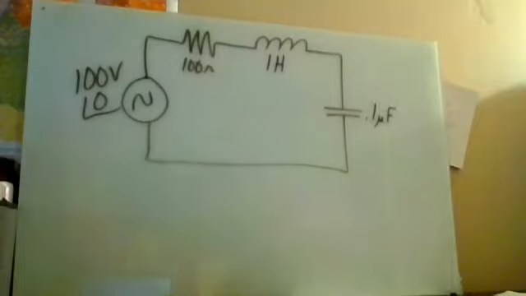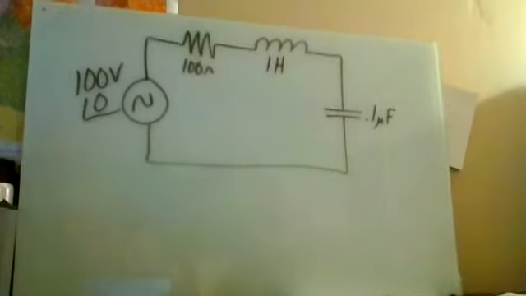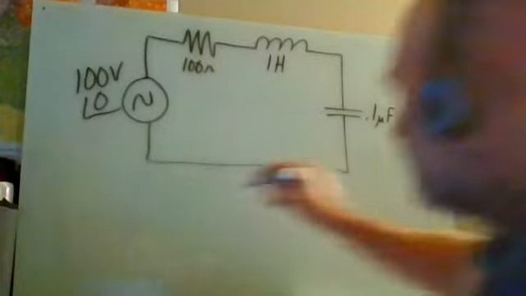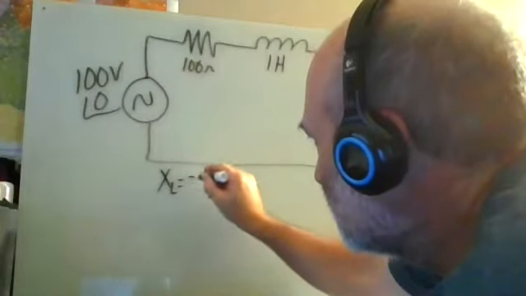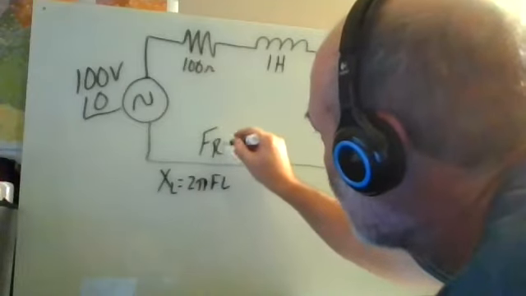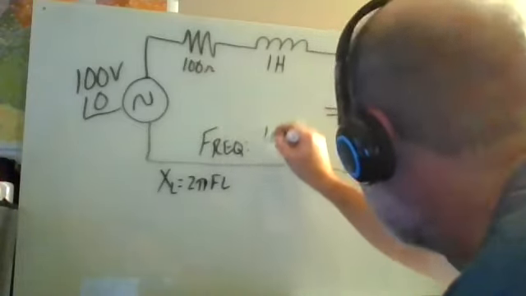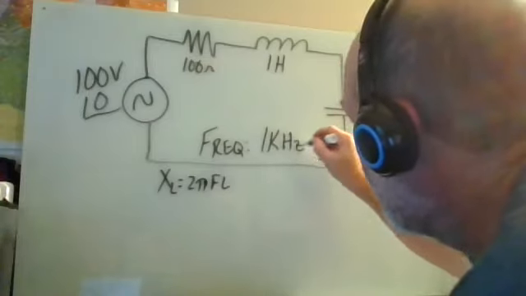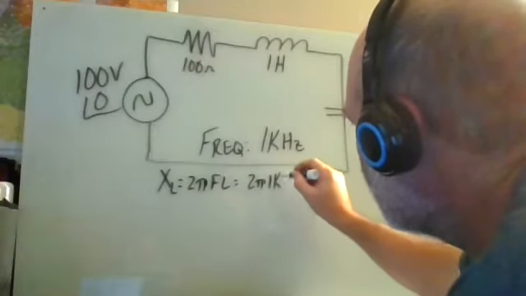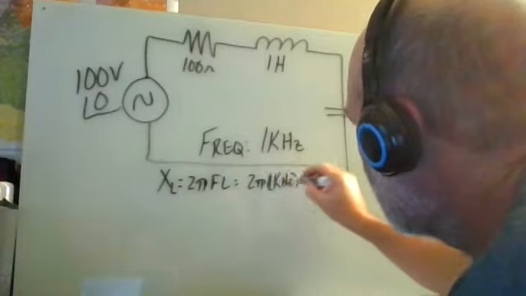The next thing I'm going to do is find X of C and X of L if I need to. Well, I have to look at my inductor. Is it in ohms? No. So I have to find X of L. Look at my capacitor. Is that in ohms? No. So I have to find X of C. So X of L is equal to 2 pi F L. I guess it would help if I gave you a frequency, because I must give you a frequency when it's in phasor form. So that's going to equal 2 pi times 1 kHz times 1 henry.